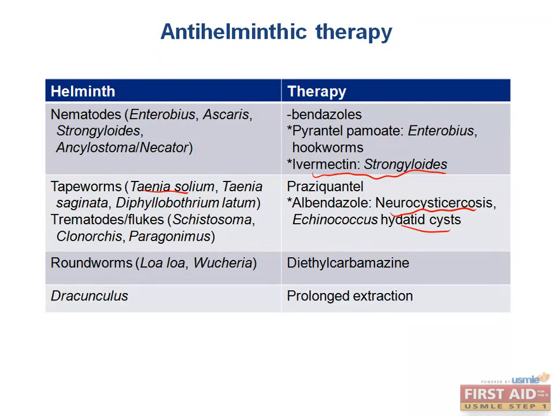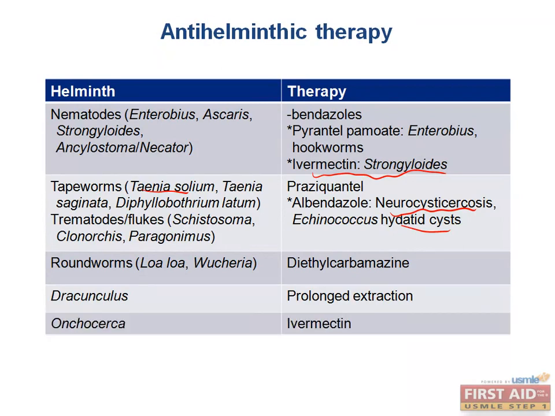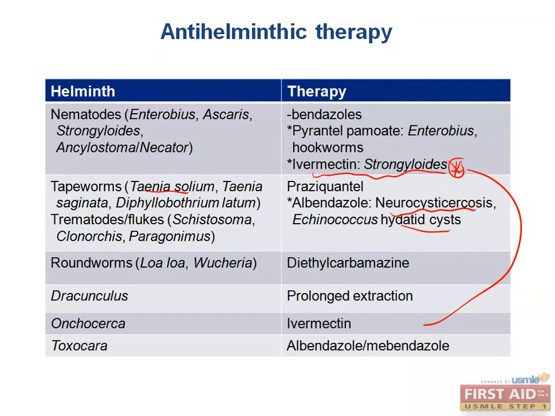Moving along, other roundworms such as Loa and Wuchereria are treated with diethylcarbamazine. Dracunculus is treated with prolonged extraction. Onchocerca, which causes river blindness, is treated with ivermectin. Remember that ivermectin is also used to treat Strongyloides. Finally, Toxocara is treated with albendazole or mebendazole.